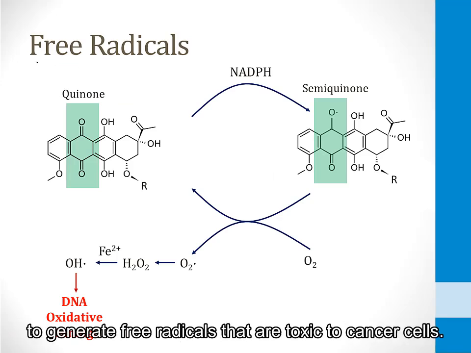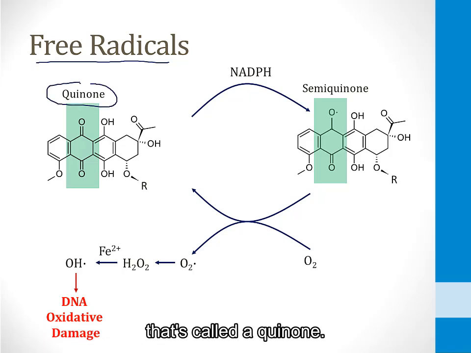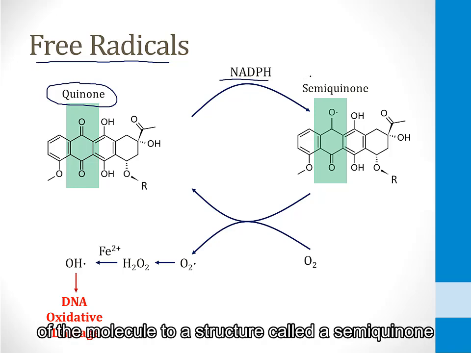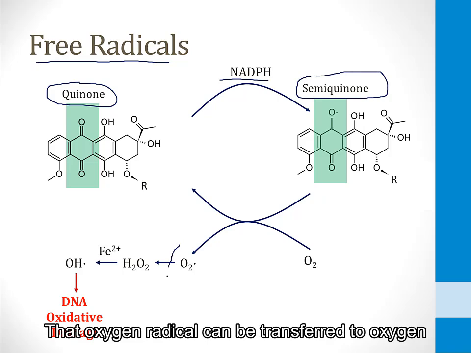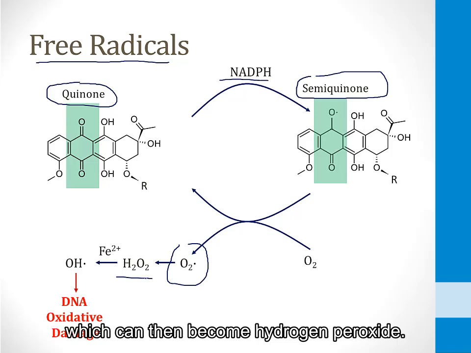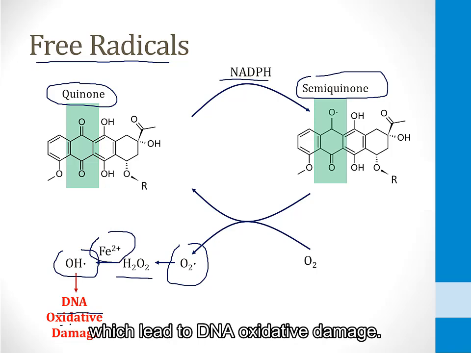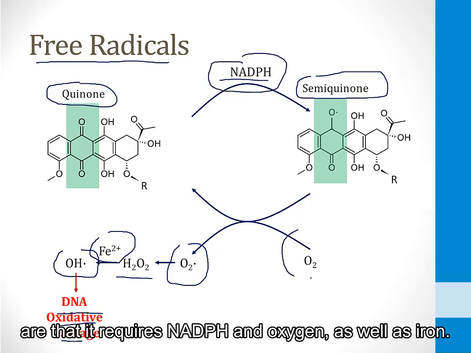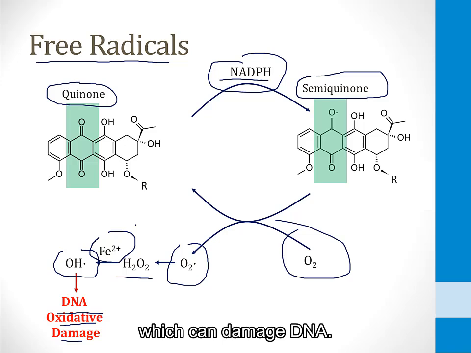Anthracyclines have also been shown to generate free radicals that are toxic to cancer cells. Shown on the left side of the screen, I've highlighted a portion of the anthracycline structure that's called a quinone. NADPH inside of cells can convert the quinone portion of the molecule to a structure called a semiquinone, which contains an oxygen radical. That oxygen radical can be transferred to oxygen, which can then become hydrogen peroxide, and in the presence of iron, this can produce hydroxyl radicals, which lead to DNA oxidative damage. So key points about this process are that it requires NADPH and oxygen as well as iron, and through these substances it produces free radicals which can damage DNA.